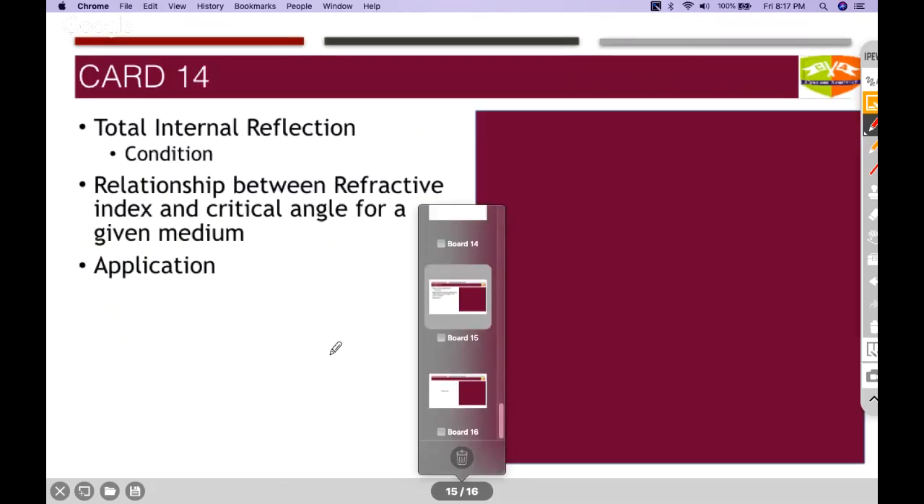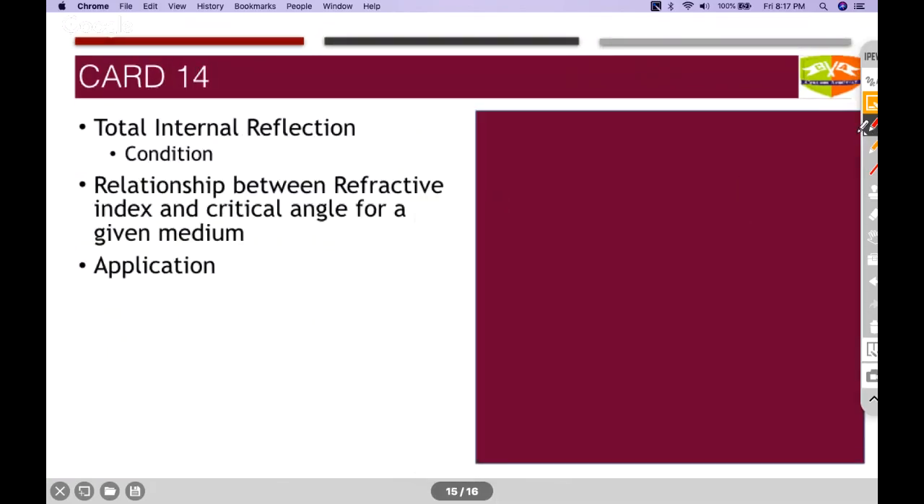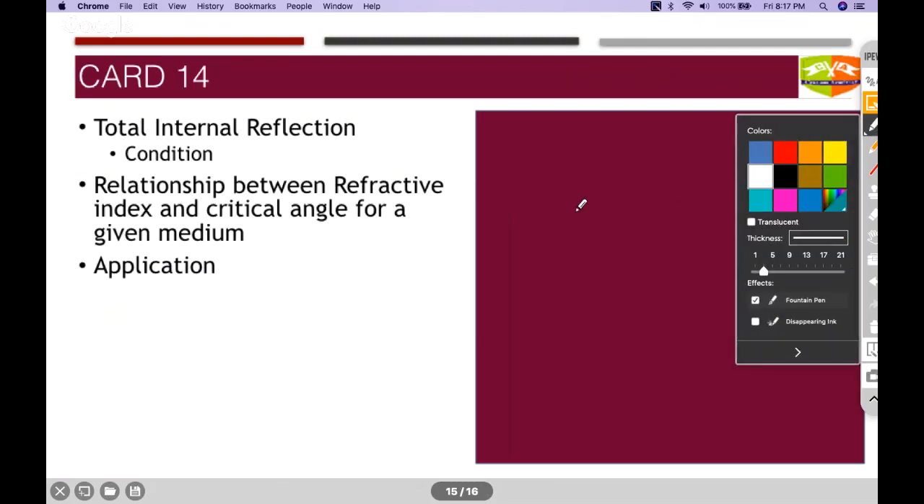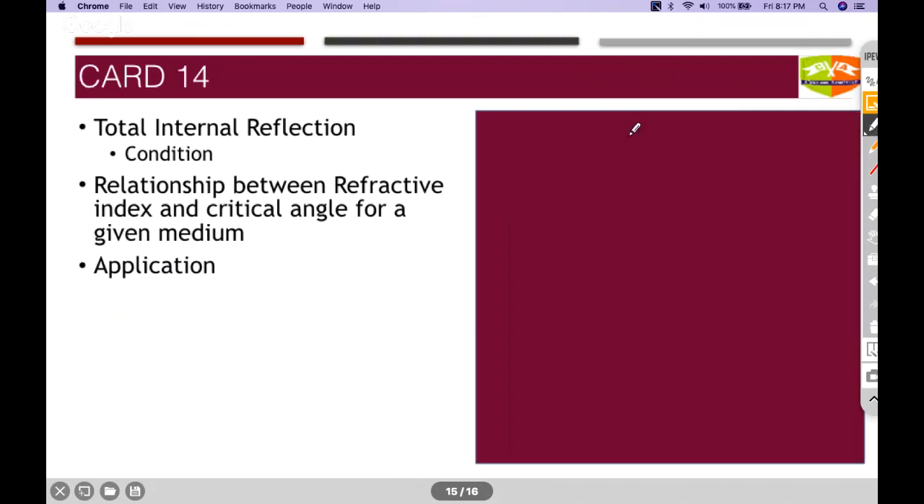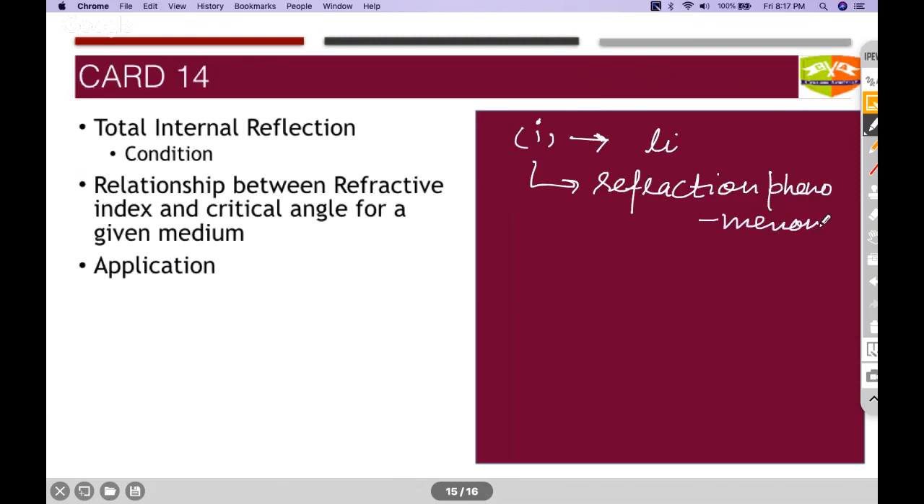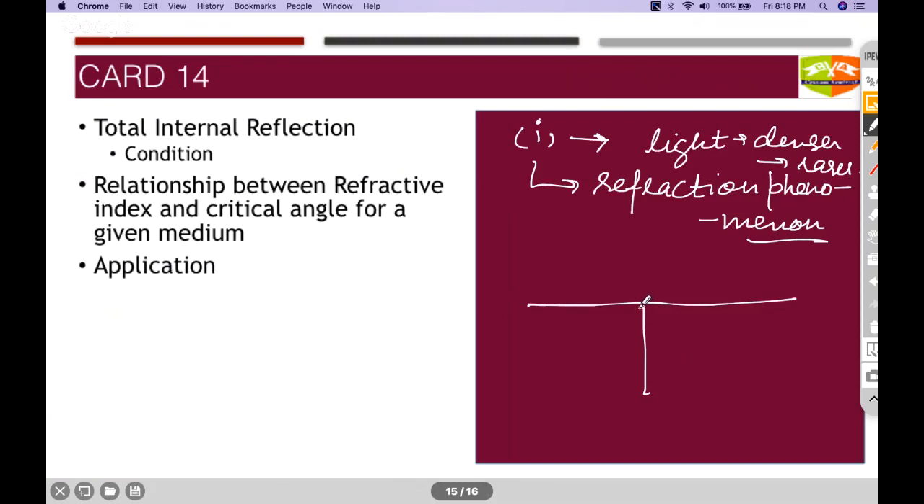So now let's go to total internal reflection, one of the last topics. Now what is total internal reflection? The first criterion is that it is first of all a refraction phenomenon, and the light should go from a denser to a rarer medium. So let me draw a line here. This is a denser medium, and this is the angle of incidence I. So light goes away from the normal.